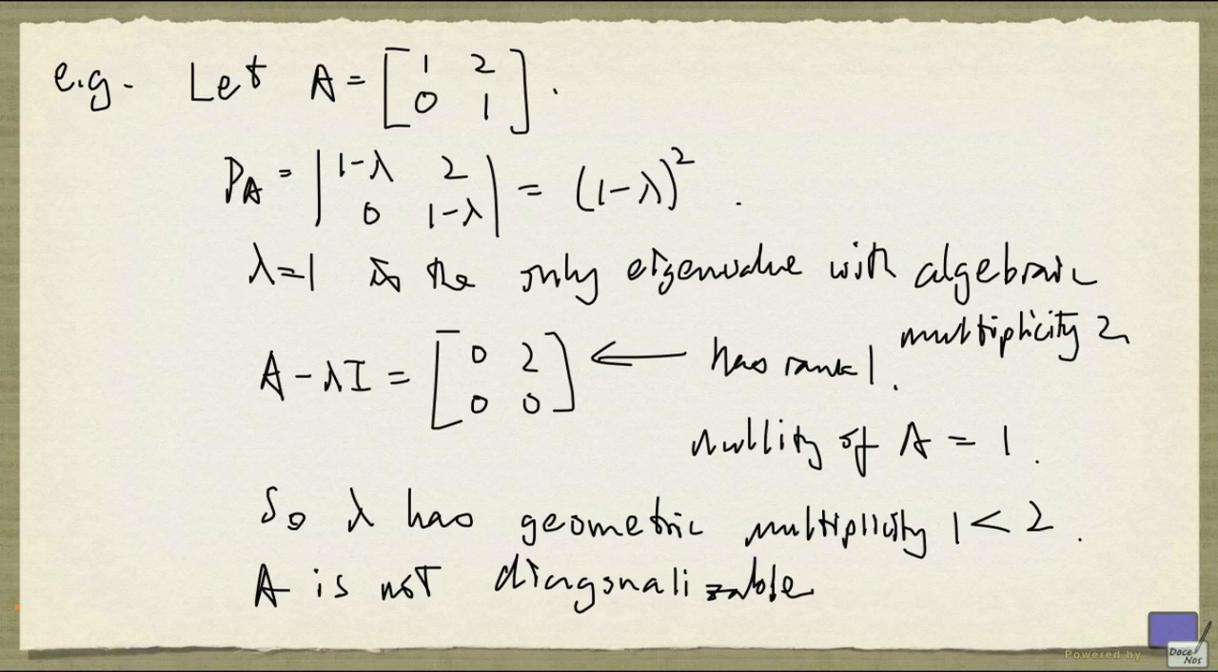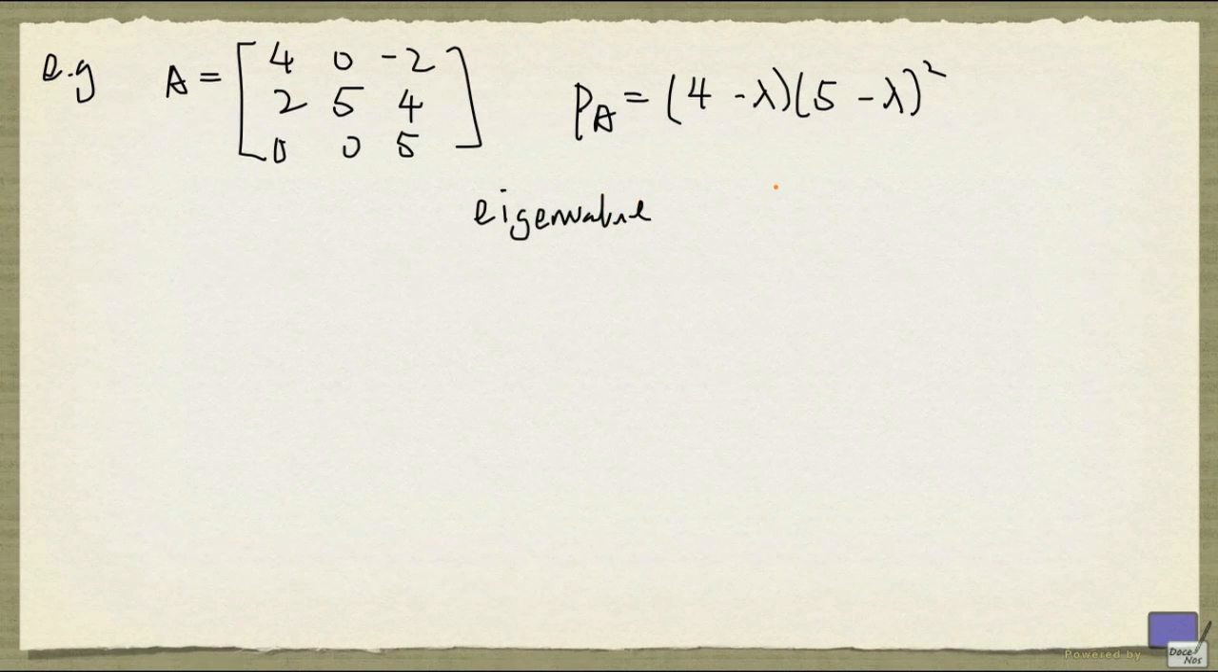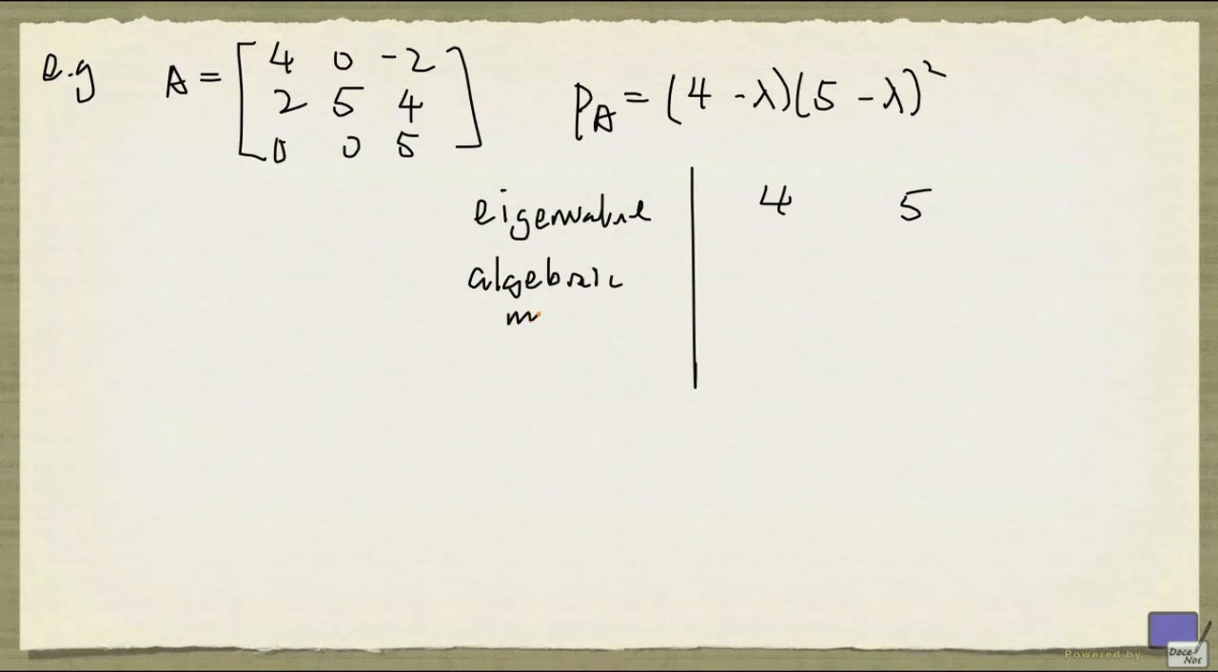Let's look at another example. This time we let A be this matrix, and the characteristic polynomial is going to be this. I'm omitting the calculations here; you can check it for yourself. So the eigenvalues are 4 and 5. The algebraic multiplicity of 4 is 1, and the algebraic multiplicity of 5 is 2.